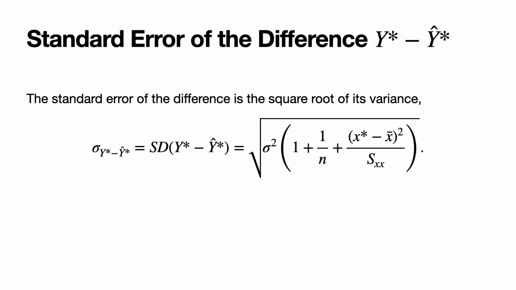The standard error of the difference between y star and y hat star is the square root of its variance. And so the standard error of y star minus y hat star is equal to the square root of sigma squared times the quantity, 1 plus 1 over n plus the square of the difference, x star minus x bar, divided by s sub xx.